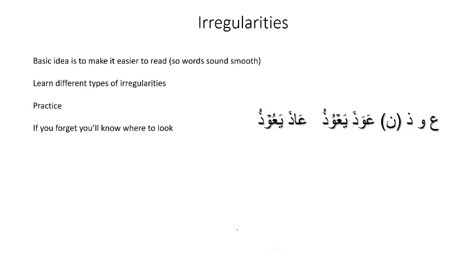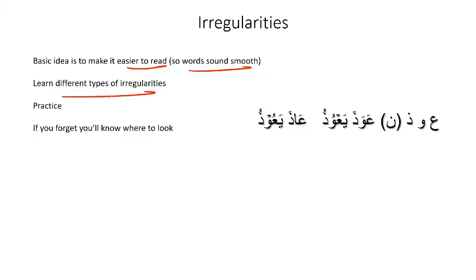And this is going to be a relatively straightforward lesson because we are just going to understand the different types of irregular verbs. And then in subsequent lessons, we will talk about the rules associated with the different types of irregular words. The basic idea with irregular words is to make words easier to read so that they sound smooth. And this is something that you will see over and over in the Arabic language. The Arabs love their language and they want it to sound good. So sometimes rules are changed in order to make the word sound good.